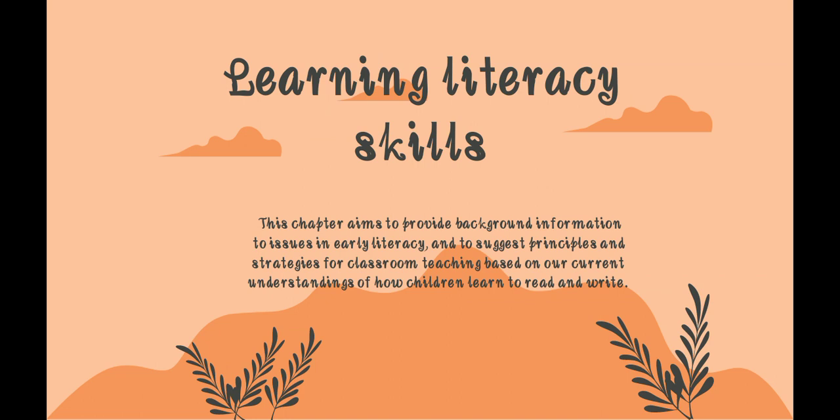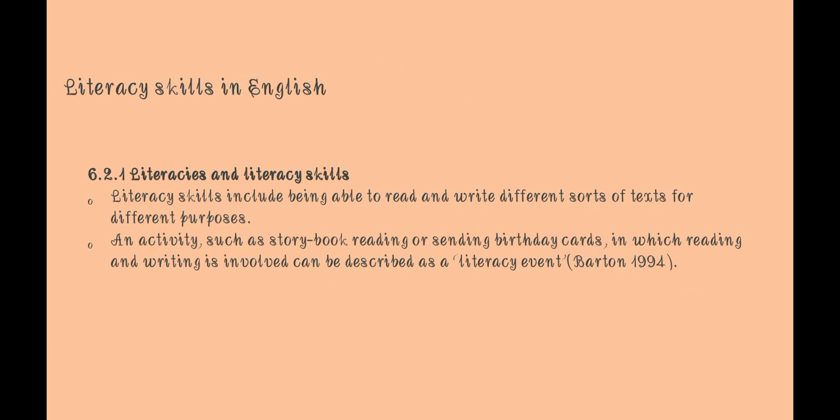This chapter aims to provide background information to issues in early literacy and to suggest principles and strategies for classroom teaching based on our current understanding of how children learn to read and write. Literacy skills in English. In this section, the first foreign language distinction is backgrounded in order to describe first what is involved in becoming a skilled reader and writer in English.